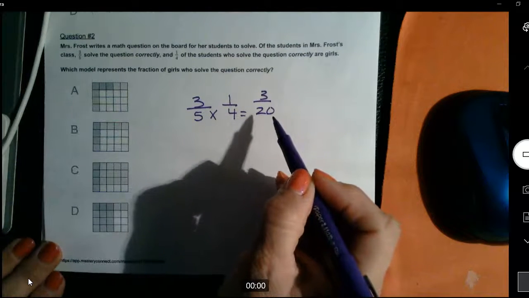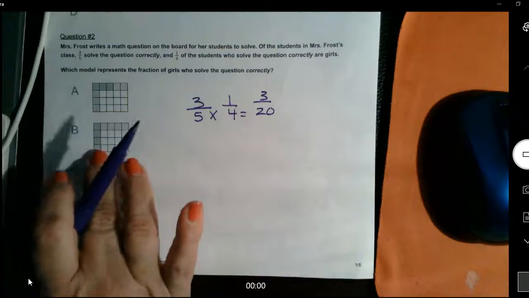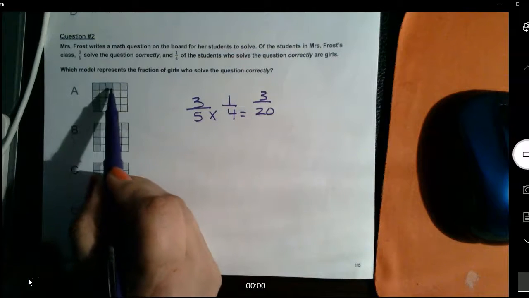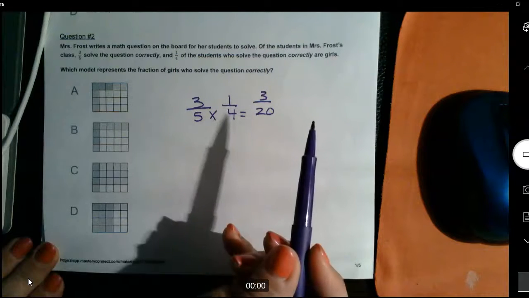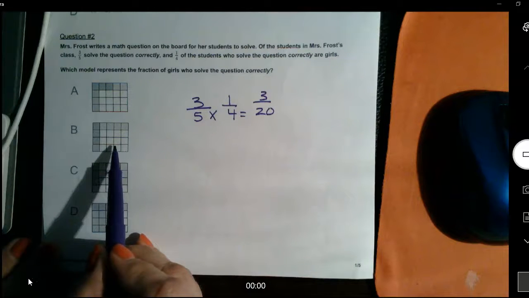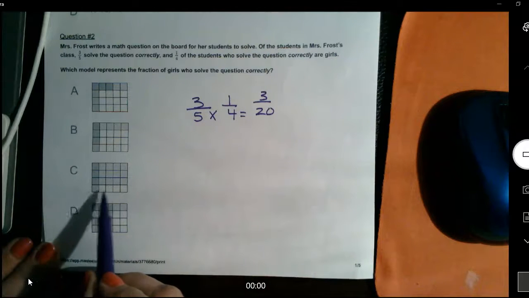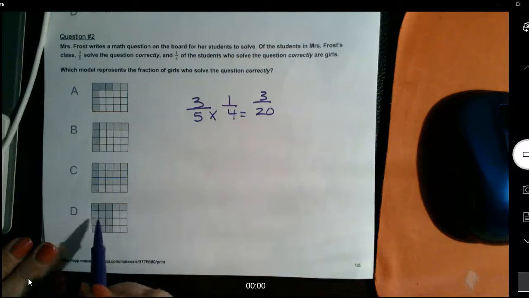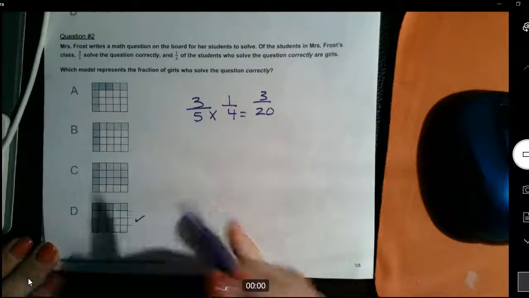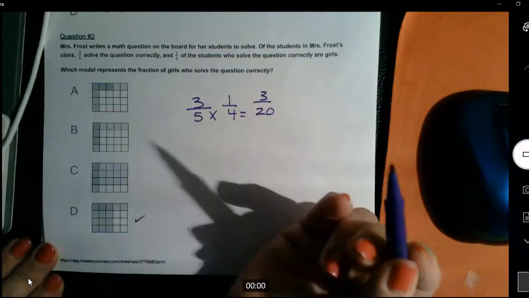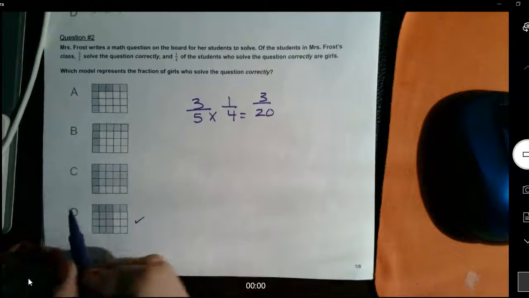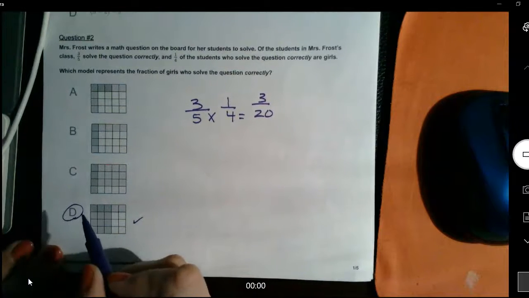And one strategy that I can use is to try to find the diagram here that matches this answer. Do I have 3 colored in out of 20? Nope. Nope. Nope. Yes. Oh, excuse me, I had darker colors here. Okay. So, just by process of elimination, we can figure out that it's D.